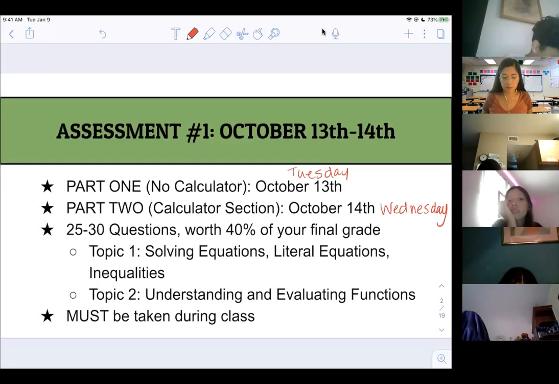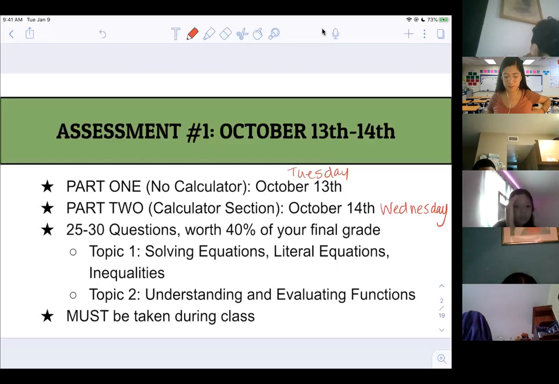All right, so it's also worth 40% of your final grade, so make sure you study. The 2 topics that are covered on the test are everything we've learned so far: solving equations, solving inequalities, solving literal equations, and also what we're doing right now, which is understanding and evaluating functions. Finally, the test will be taken during class because I'm going to lock it, so you can't work on it outside of period 7 and period 8. So you have to be completing it during class time.